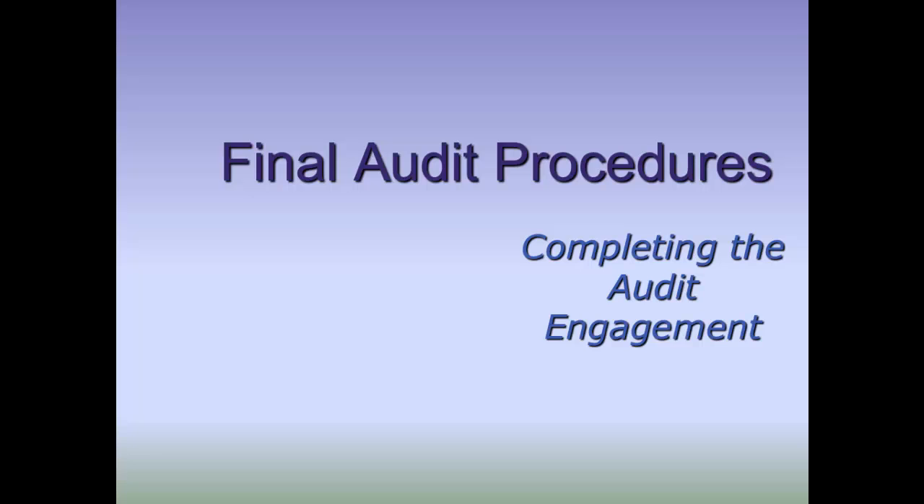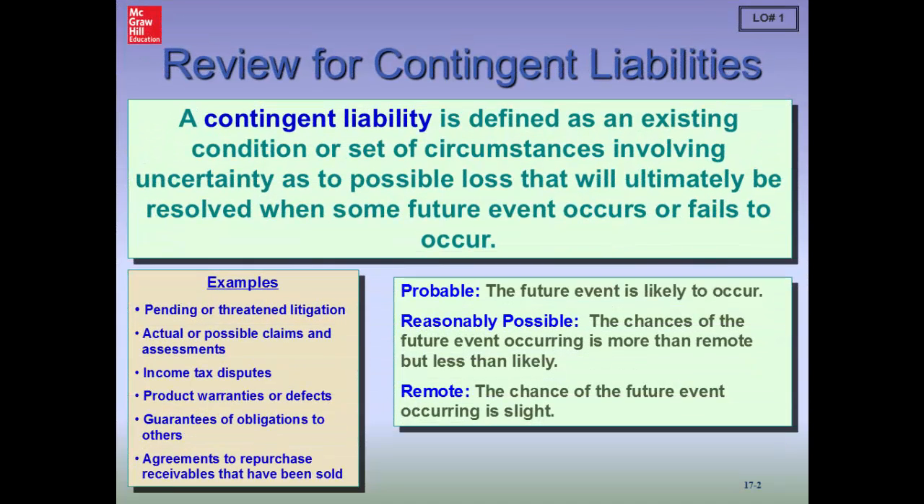In this lecture, which is a review of Chapter 17, we're going to consider specific final audit procedures. These are the audit procedures that we conduct before we actually conclude the audit and express an opinion on the financial statements. The first thing that we want to do as part of these final audit procedures is what we call a search for liabilities.